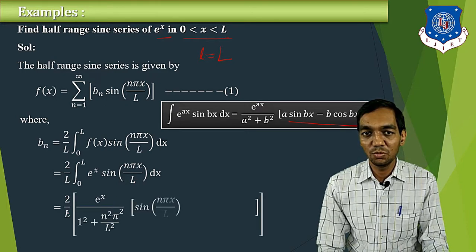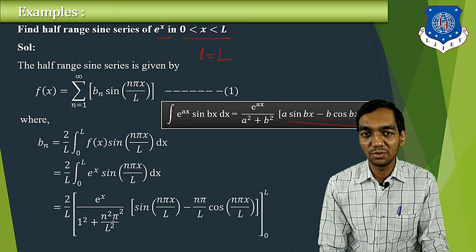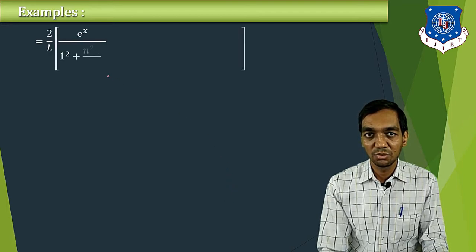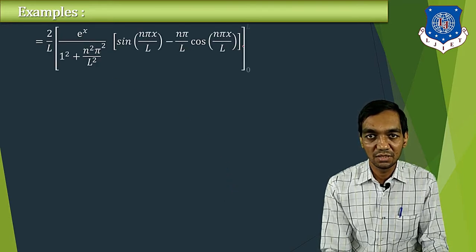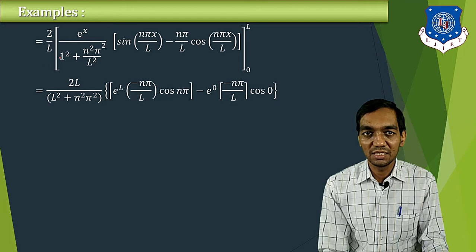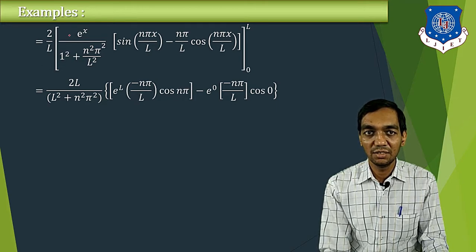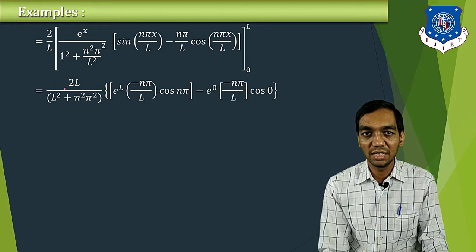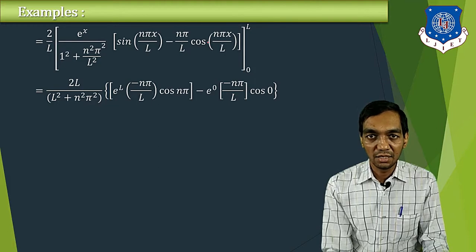So the integration is going to be 2/L times e raised to x upon (1 square plus n square pi square upon L square), into the bracket: a is 1, so 1 into sin(n pi x/L) minus b, that means n pi by L into cos(n pi x/L), and the limit is from 0 to L. Now substitute the limit. First simplify this term and then substitute the limit. Here we take the LCM, so L square goes in the numerator, and that gives 1 L cancelled out. You will get 2L upon (L square plus n square pi square).